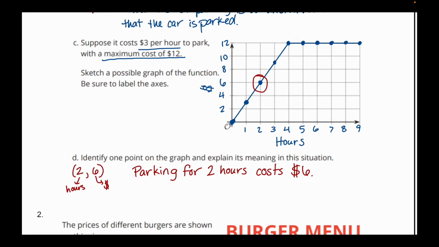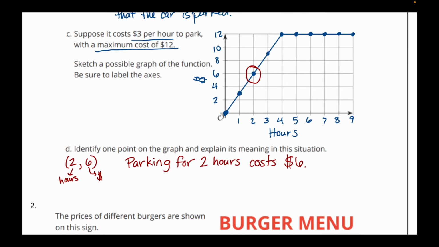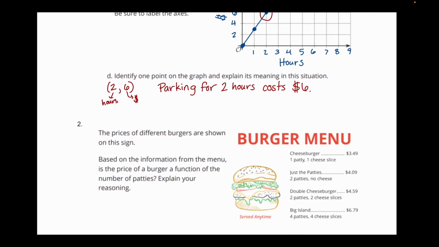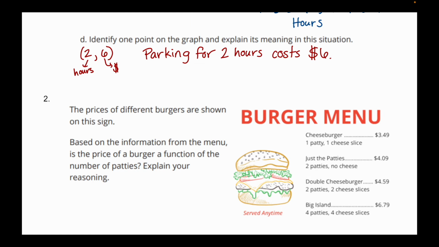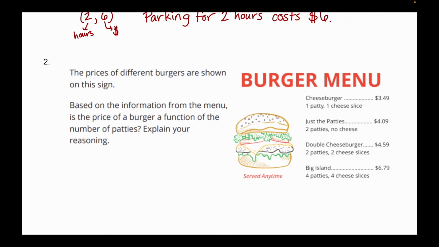So if I had chosen 5 hours with a cost of 12, that would be this guy right here. I could change this so it said parking for 5 hours costs $12, and that would still be accurate. So there's a lot of different answers for part D. Mine is just an example. It is not the only correct solution.